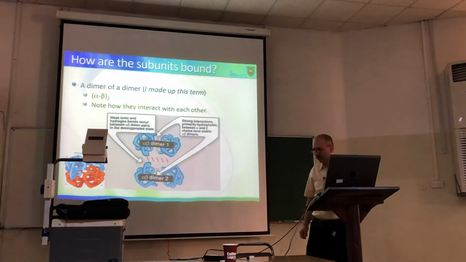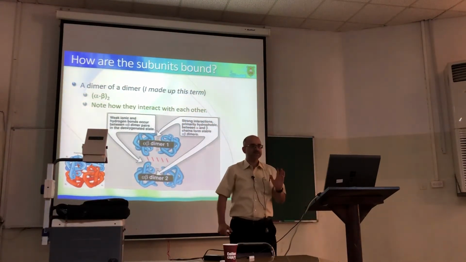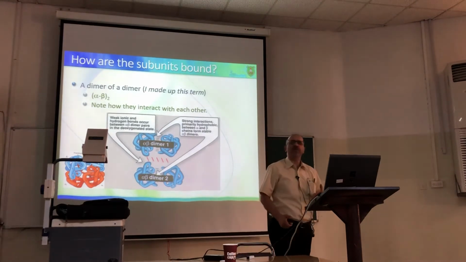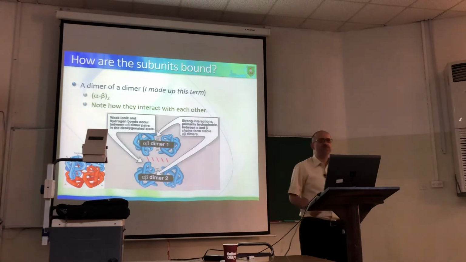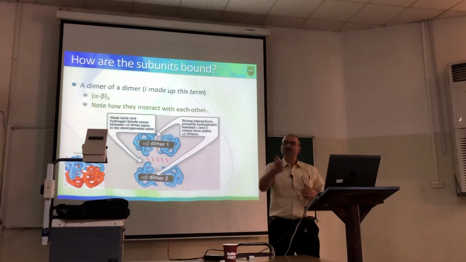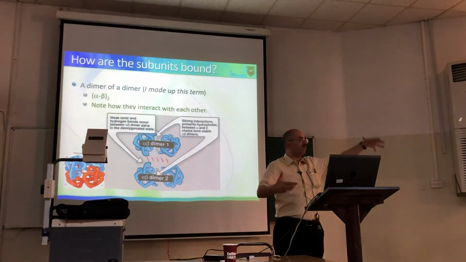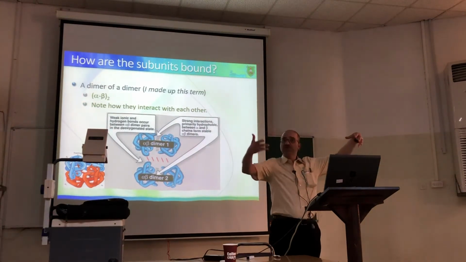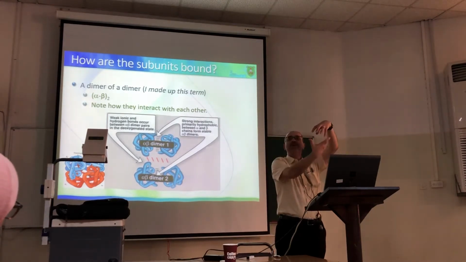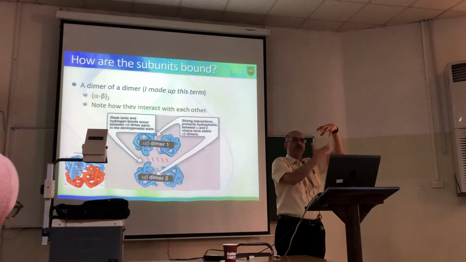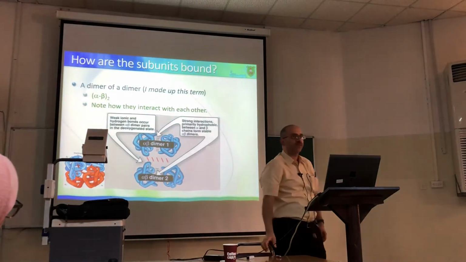So the question is now, hemoglobin is a tetrameric protein. How does it form? I came up with this term: it's a dimer of a dimer, which means what? It means that you have two dimers. Each one of them is made of alpha and beta, and the other one is also alpha and beta. These two dimers come together, forming a tetramer. So in total, you have two alphas and two betas.